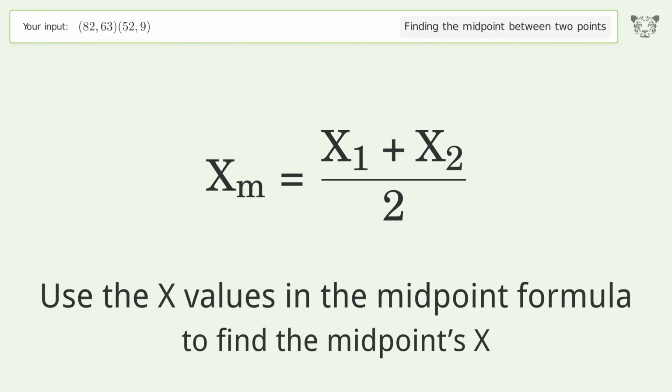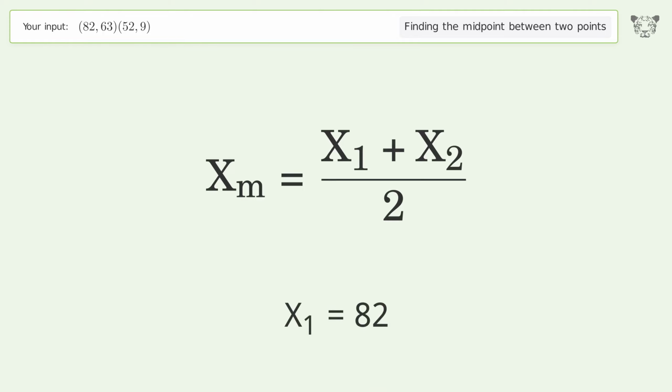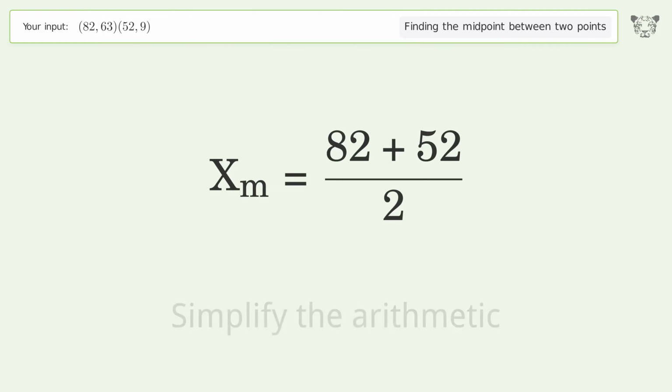Use the x values in the midpoint formula to find the midpoint's x. x1 equals 82. x2 equals 52. Simplify the arithmetic.